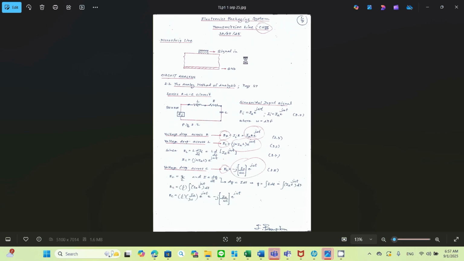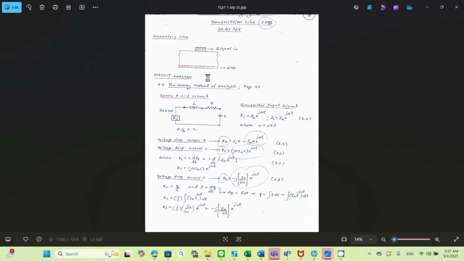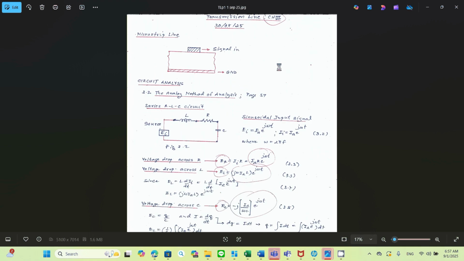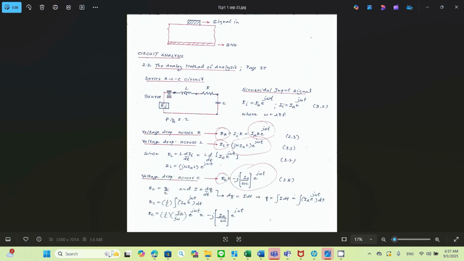Before we go through the transmission line, let's take a break and look at the circuit analysis. For this lecture, I have a total of 5 pages. You're probably familiar with this one about circuit analysis. We're going to talk about a series RLC circuit, and topic 3.2 from the book, the analog method of analysis. That's page number 57.